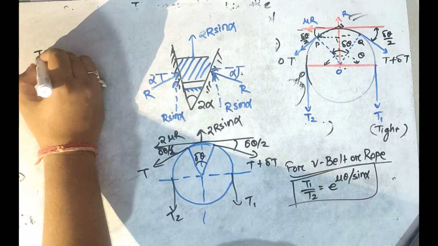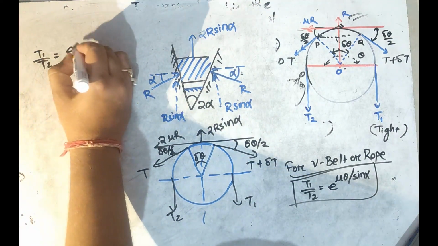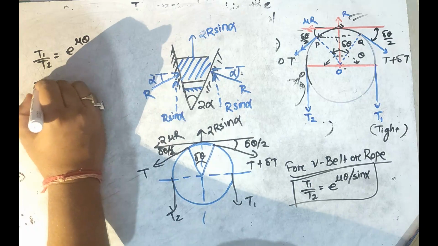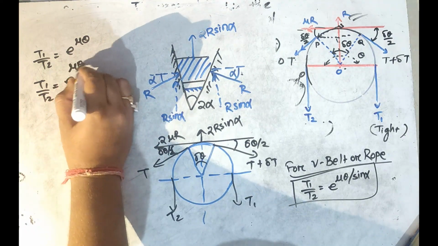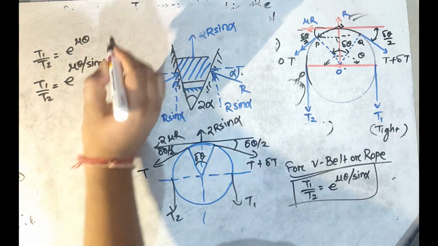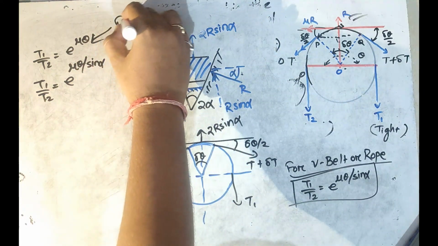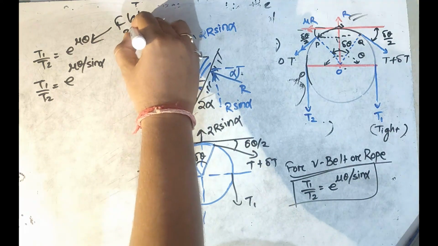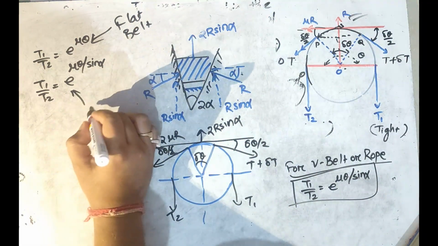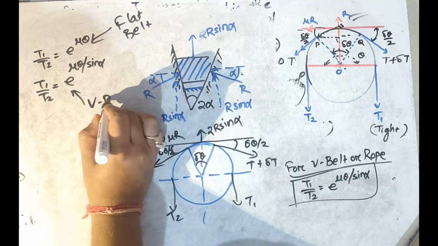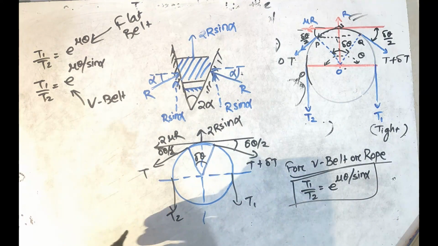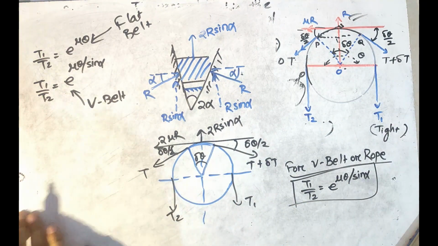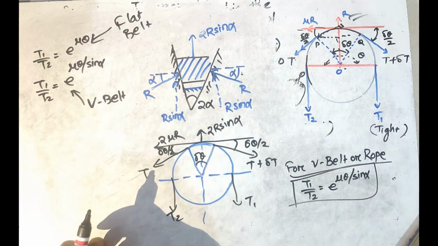So these two relations we have to remember. One is T1 by T2 equals e to the power mu theta, this is for your flat belt. And T1 by T2 equals e to the power mu theta divided by sin alpha, and this is for your V belt. These two are the most important relations. Problems can come in your exam based on these, and the derivation can also be asked.